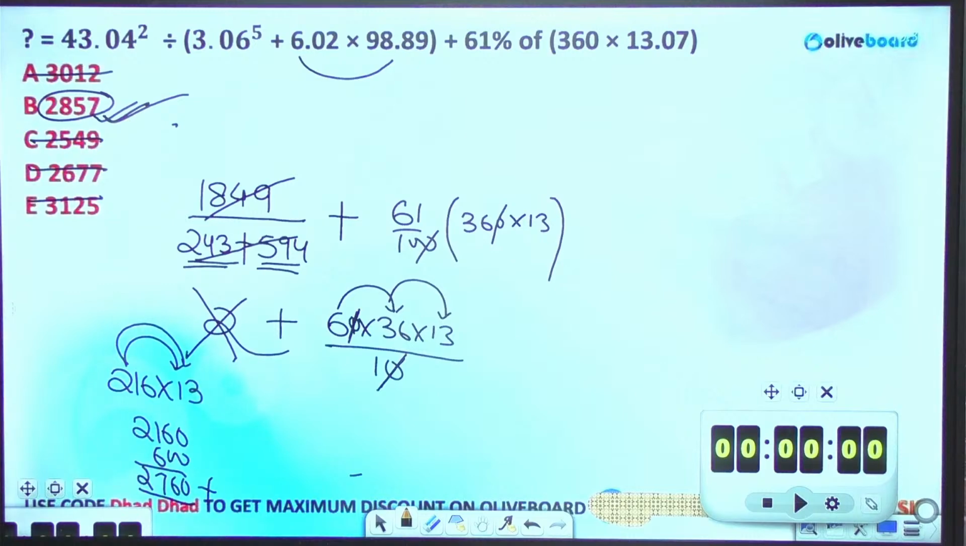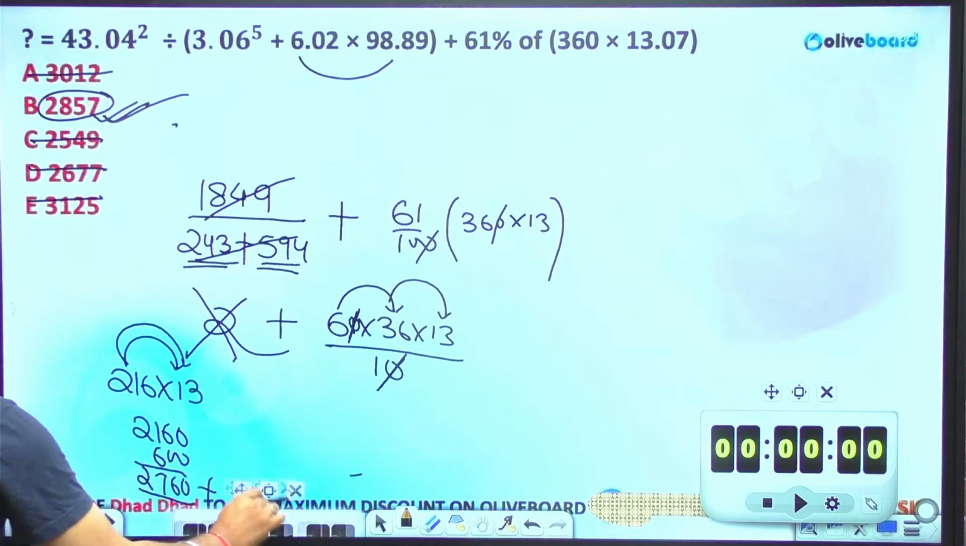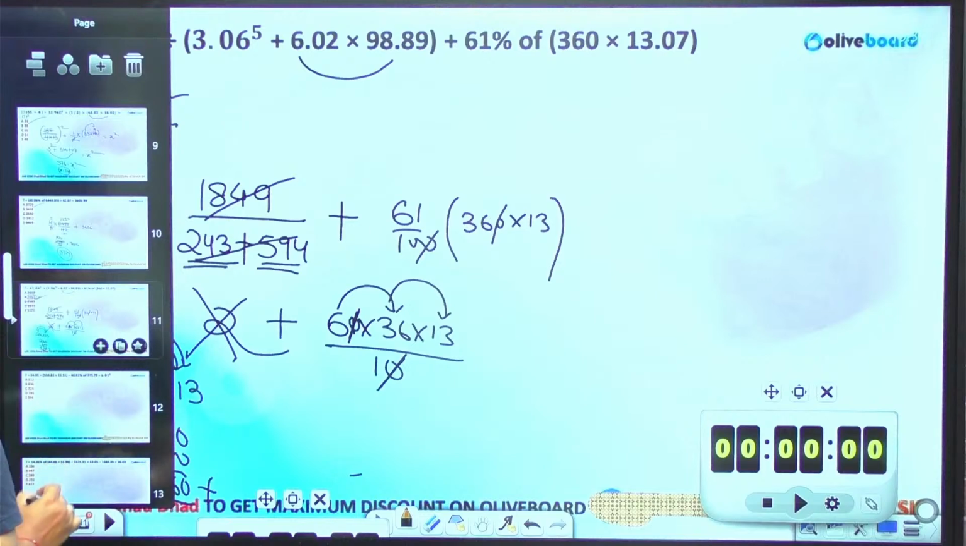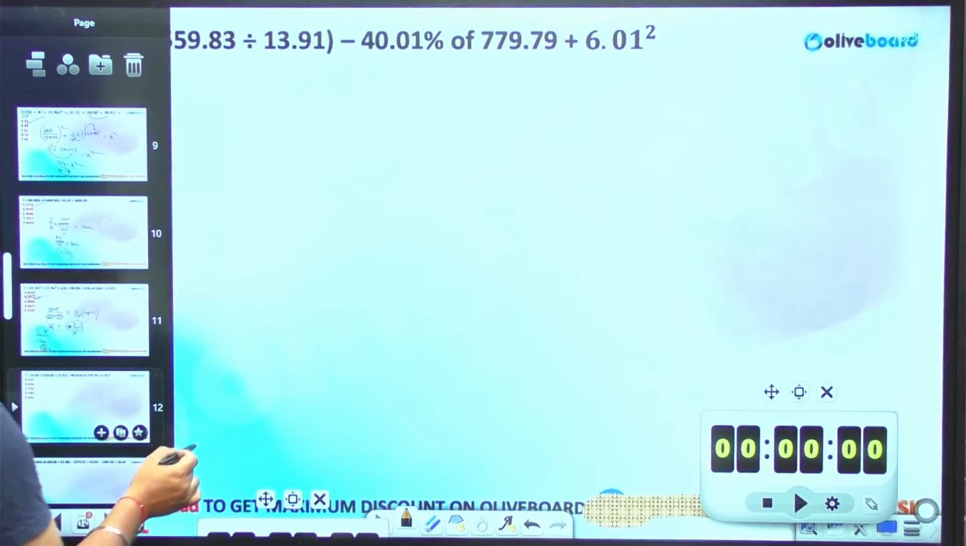So it's a beautiful question. It was a bit calculative. It wasn't a calculative question. What about this?